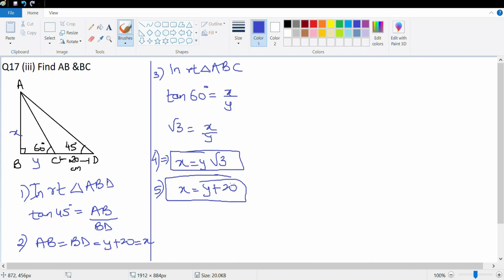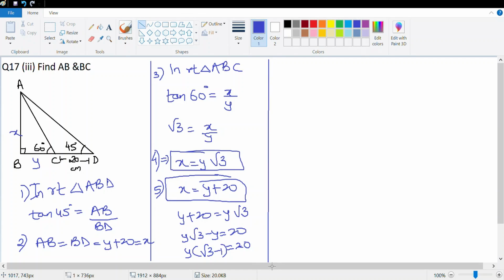So let's replace the value, which means Y plus 20 is equal to Y root 3, which means Y root 3 minus Y is equal to 20. Y times root 3 minus 1 is equal to 20. Oh, this is the same calculation as the first part. This will again work out to be 27.32, which means Y is equal to 20 upon root 3 minus 1.